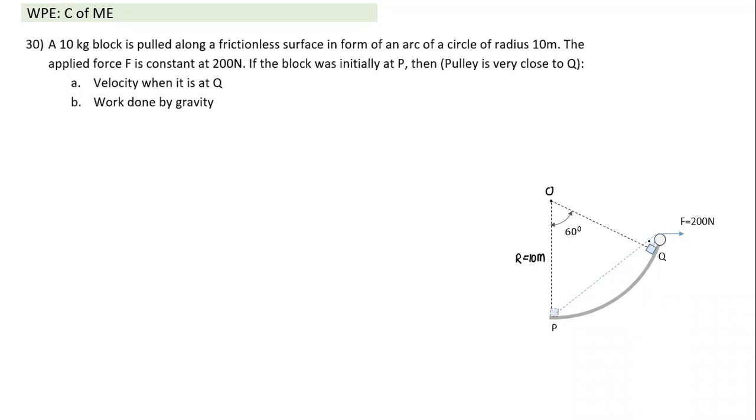So what we need to calculate when it reaches this point Q, and Q here, if we connect here, this whole segment makes an angle of 60 degrees, initial position being vertical. So when it reaches Q here, what would its velocity be? That's what we need to calculate. And when it reaches here, what is the work done by gravity? These are the two things we need to calculate here. Let's see how we go about it.